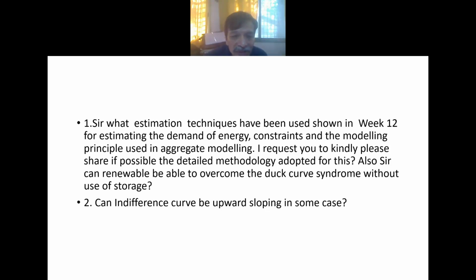Pumped hydro can be used as a storage. That means you have a reservoir at a high level and a reservoir at a low level, and whenever you have surplus power you pump up to the high level. When you need more electricity, you take it from the high level reservoir to the low level reservoir.